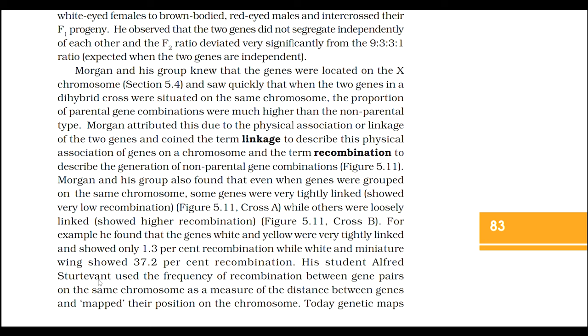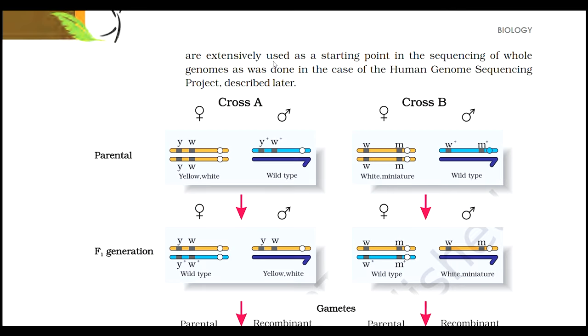His student Alfred Sturtevant used the frequency of recombination between gene pairs on the same chromosome as a measure of the distance between genes and mapped their position on the chromosome. Today, genetic maps are extensively used as a starting point in the sequencing of whole genomes, as was done in the case of the Human Genome Sequencing Project described later.